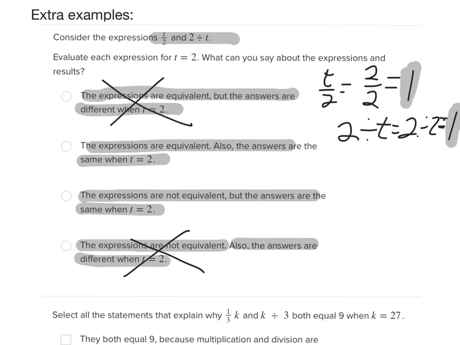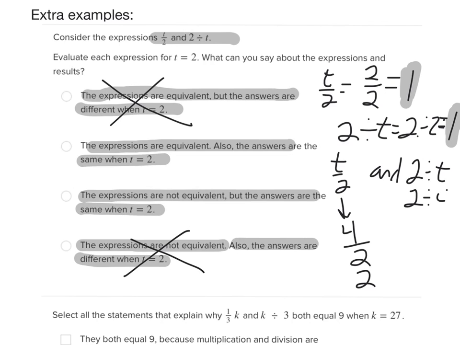So I've got t over 2 and 2 divided by t. I'm going to try 4 in both of those. So in this first one, if I put a 4 where the t is, 4 divided by 2, that equals 2. In the second one, 2 divided by 4, that equals 0.5. Not the same. So they're not equal.